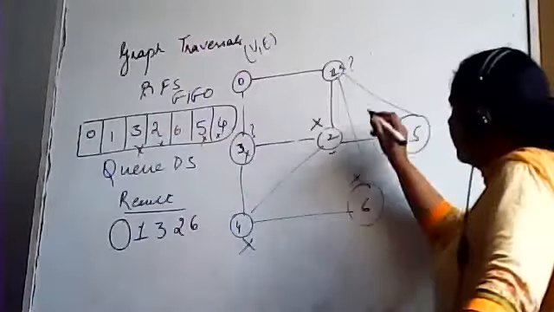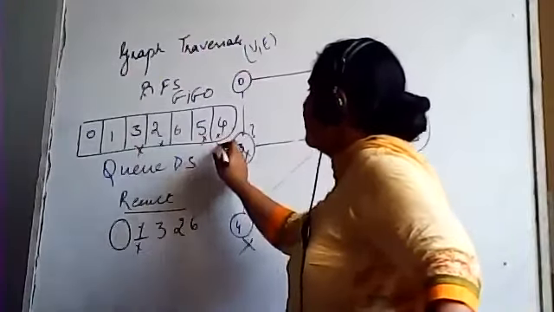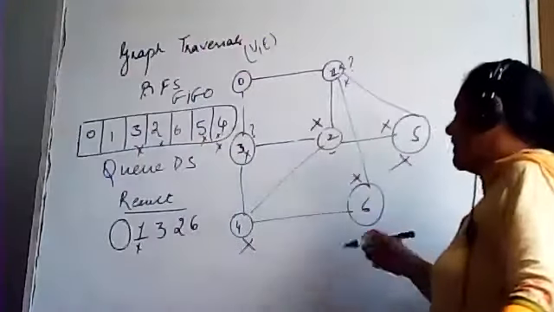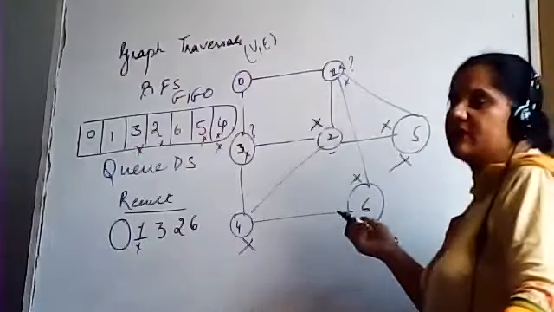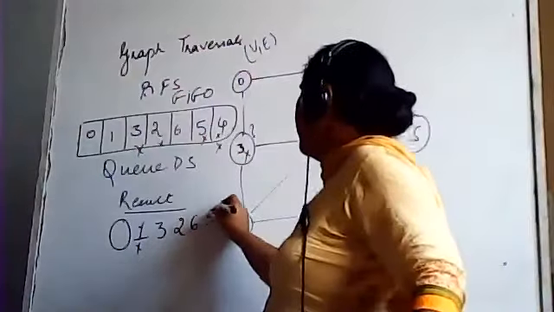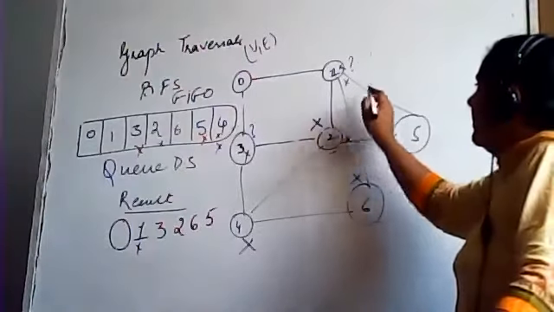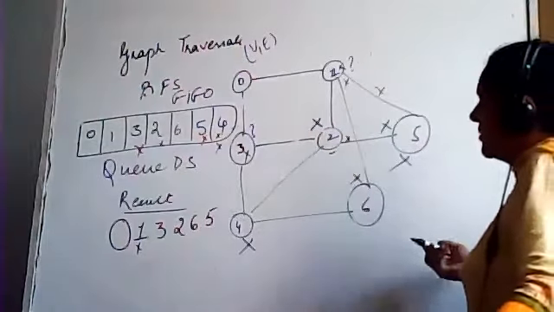6's directly connected vertices are 1 and 4. 1 is processed and 4 is already in the queue. So that means there is no vertex which is not visited. So next you will pop out 5. Remove 5. 5's directly connected vertices are 2 and 1. So they are already processed.